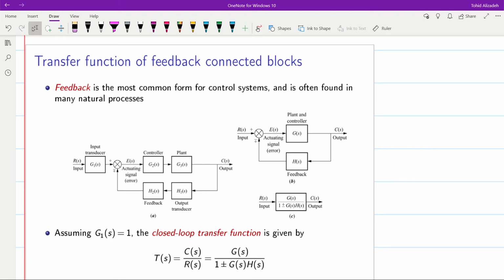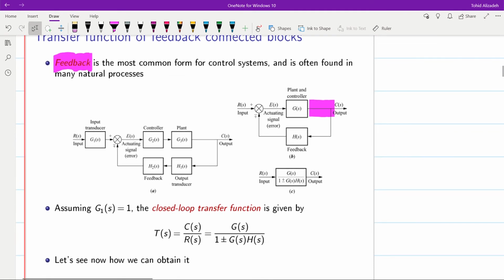Apart from the series and parallel connection of the blocks, we have another form in which the blocks could be connected to each other, and it is called the feedback. The general concept here is that the output of one block, which is G of S here, the output signal that we get from it is C of S, is fed back usually through another block to its input. So that's why the system is called the feedback system. You can see examples here.